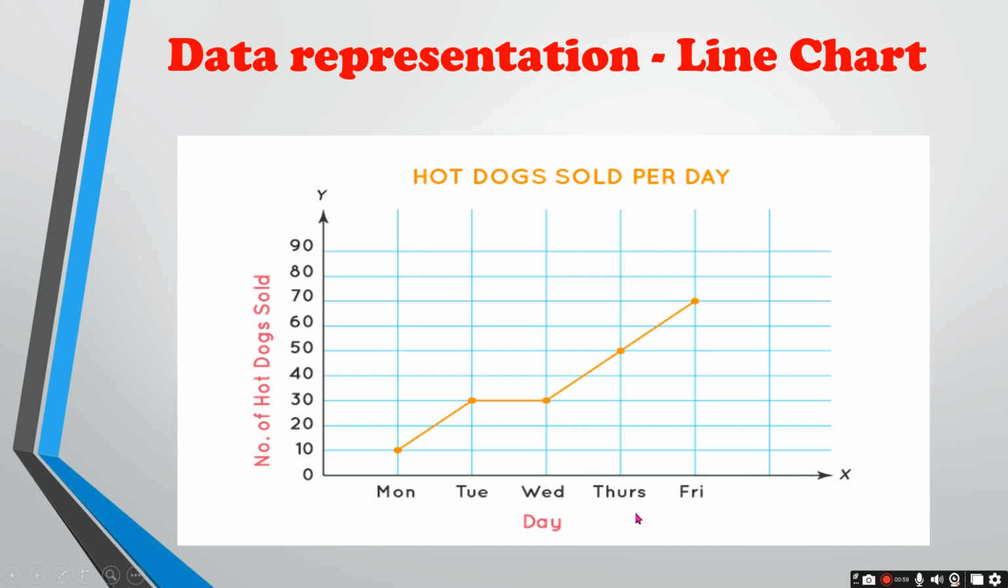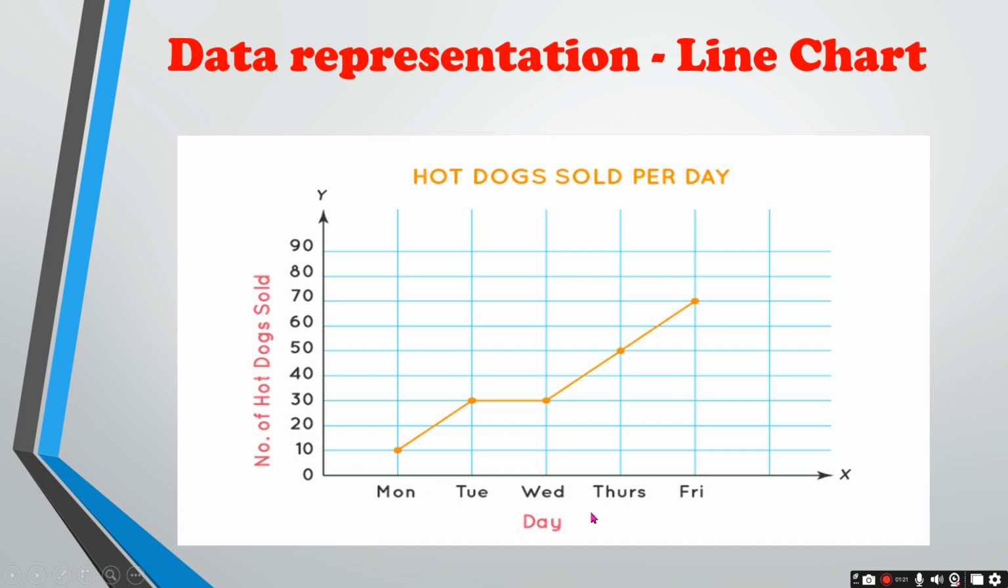There are various ways to represent the data. I'm showing a simple line chart to understand. So this is a line chart. Here I have two axes, the x-axis and the y-axis. The x-axis represents the day of a week, and the y-axis represents the number of hot dogs sold in a particular day.